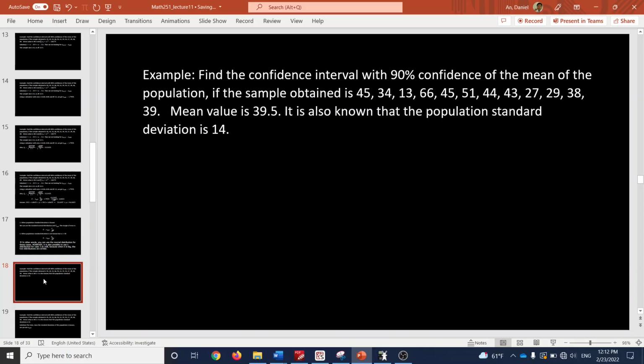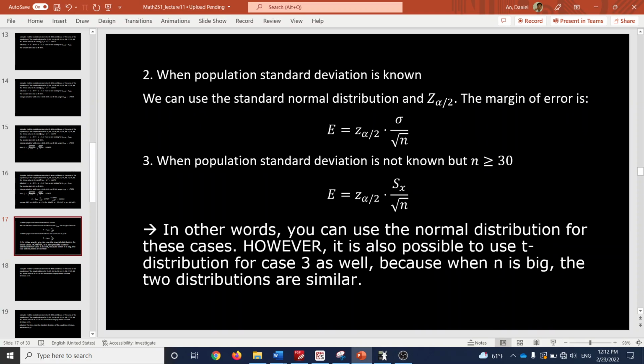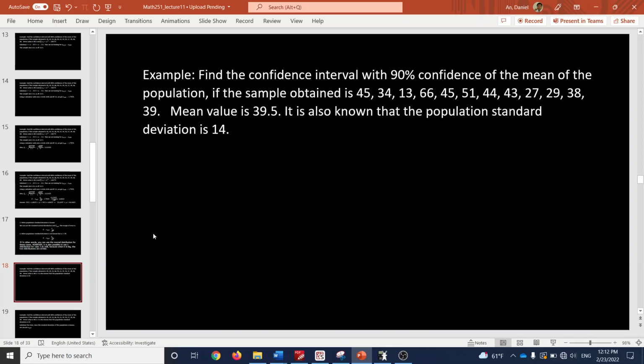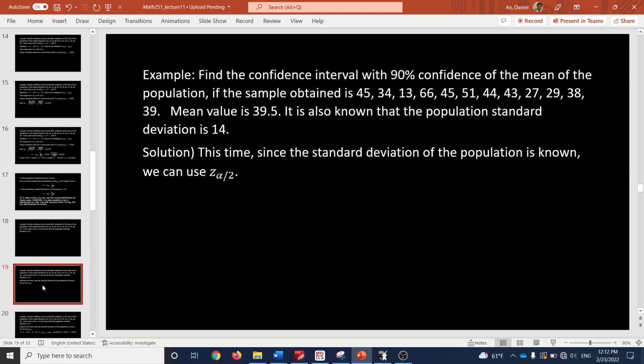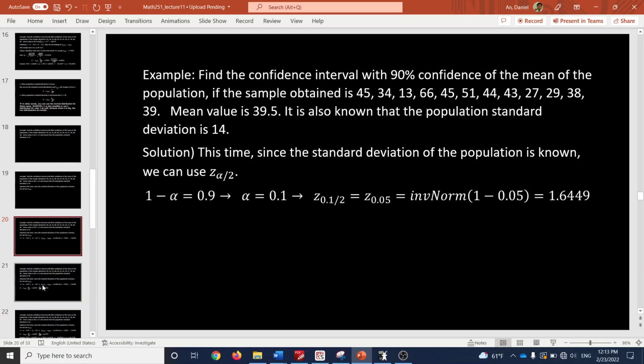So it's pretty much the same question as before, but the difference is now your population standard deviation is given to you. And that's the second case I talked about, right? The second case. When population standard deviation is known, you can just use the normal distribution. So we first calculate the z alpha over 2 by the usual inverse norm.